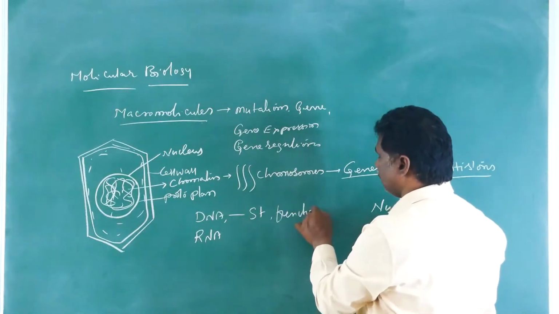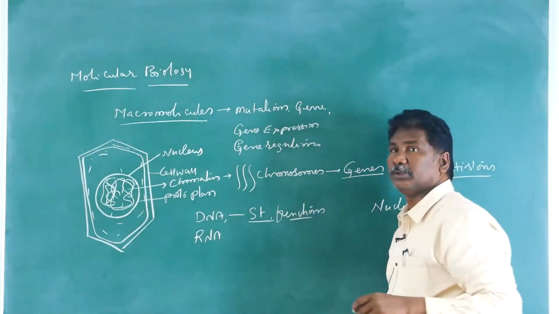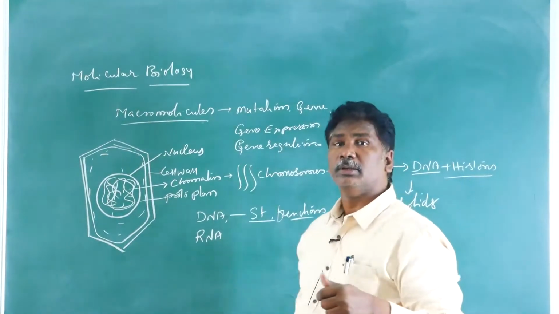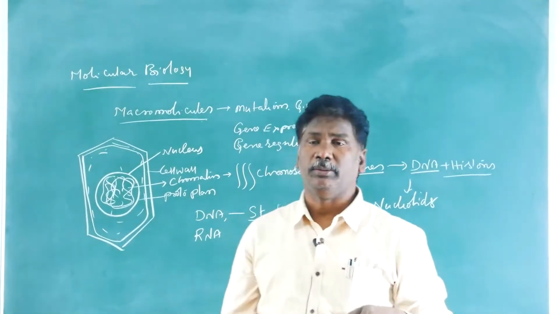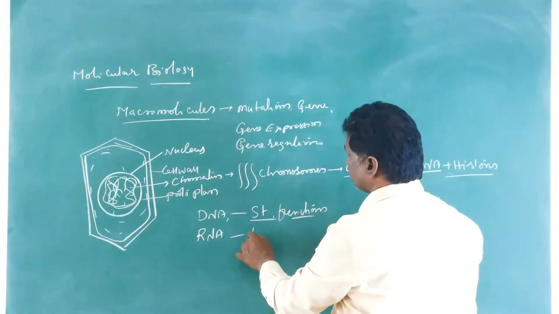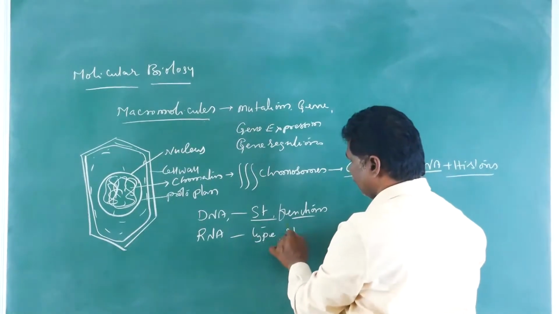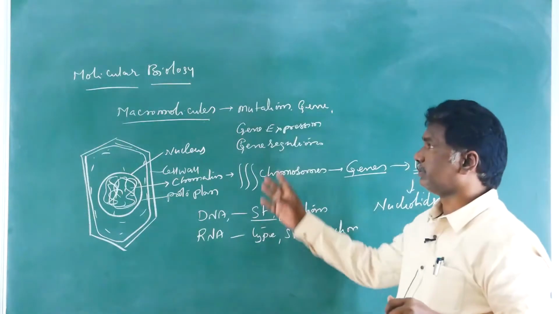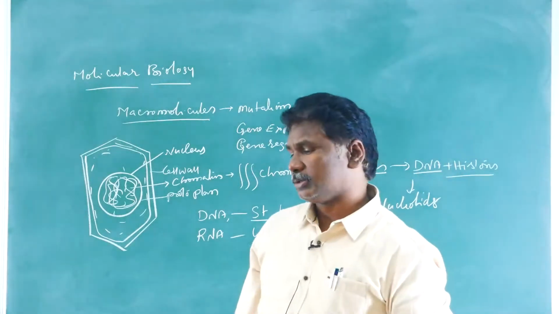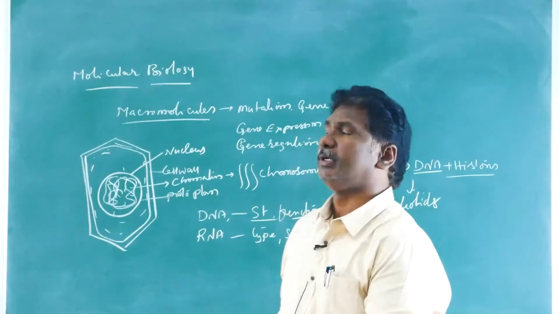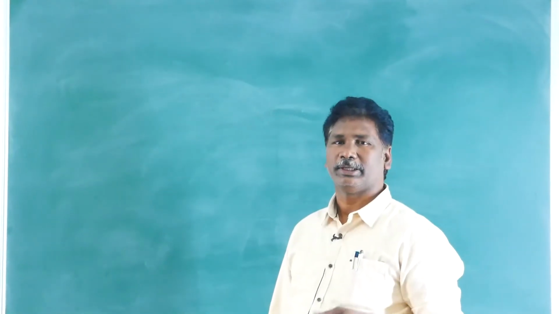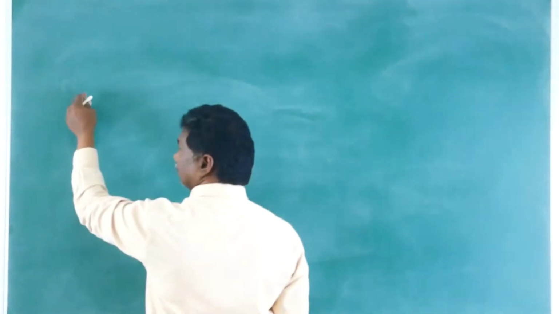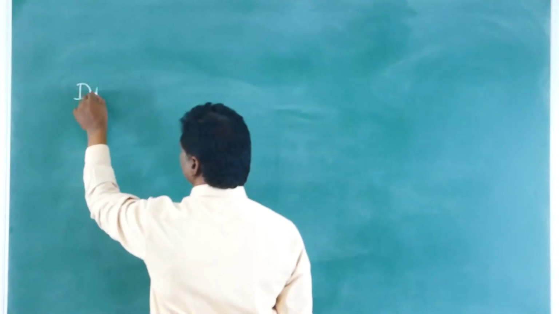The functions of the DNA are also discussed within this chapter. And another one is the RNA. In that, mainly the types of RNA, structure of RNA, and also functions of the RNA are all discussed within this molecular biology chapter. So we are going to go through them one by one. Today we are going to the most important one, that is called DNA.